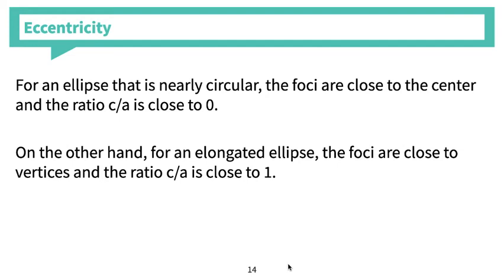All right? And then on the other hand, if your foci are close to the vertices, so they're really far from the center, when you do C divided by A, remember A is actually the distance from the center to the vertex. So if C and A are almost the same, then you're going to have a number that's really close to 1. And the closer you are to 1, the more elongated your ellipse will be. Okay?